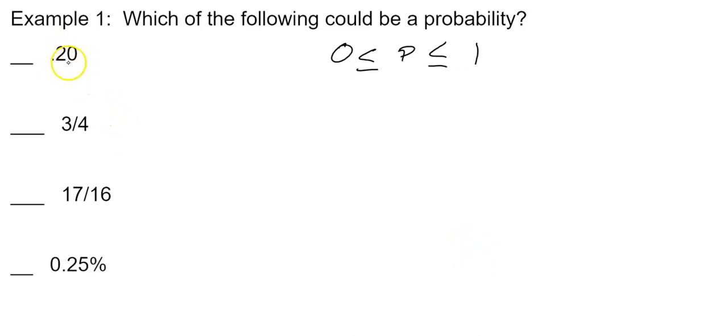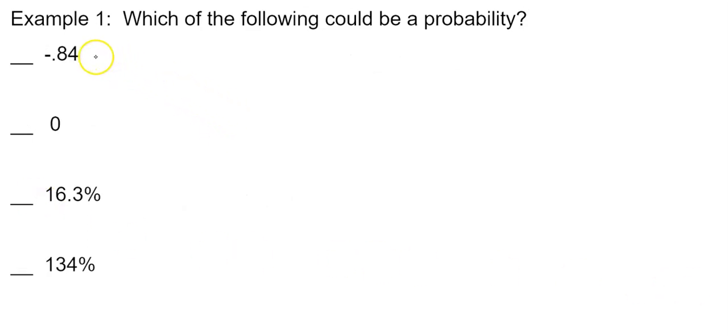So I look at this 0.2. It's a decimal, and it's between 0 and 1. Perfectly fine. 3/4. Yep, good probability. Not 17/16. This is bigger than 1. It's larger than 1 because the numerator is larger than the denominator. 0.25%. It's really small, but it's still between 0 and 1.